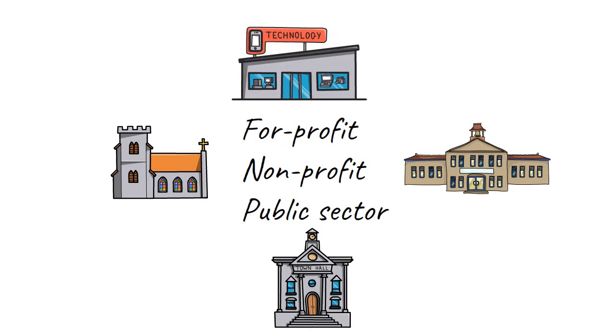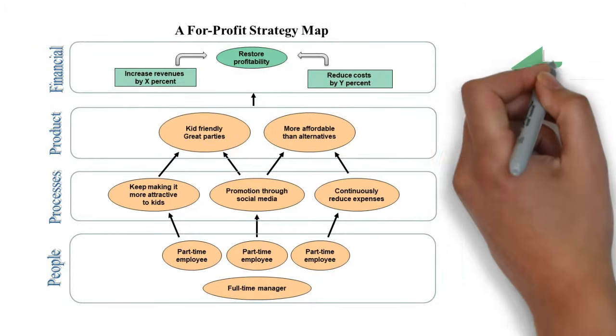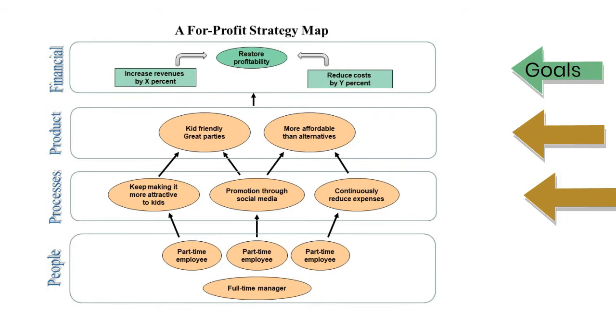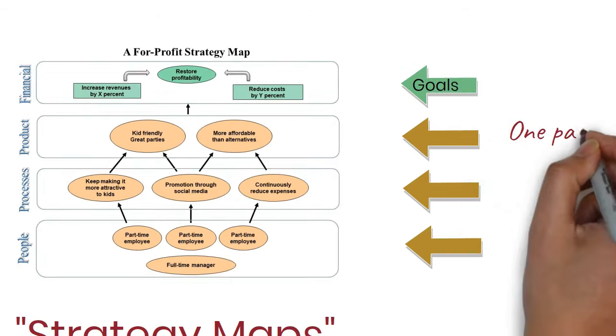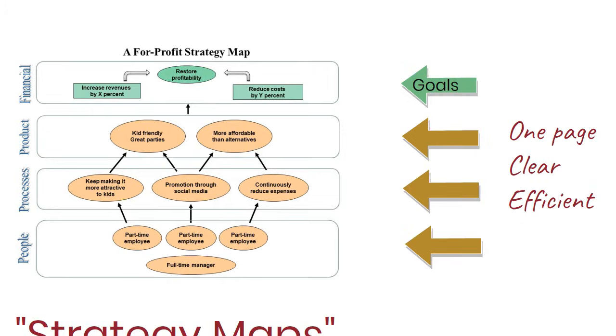Another benefit, putting everything that matters on one page creates an exceptional communication tool. Anyone who looks at your map can easily understand your goals, what's necessary to achieve them, and how everything fits together, all visually represented on one page. It couldn't be clearer or more efficient. Let me explain how this works through a concrete example.